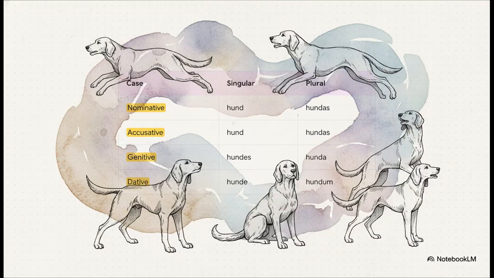And get this, the obsession with word endings wasn't just for verbs. I mean, look at this. Just to talk about dogs, you needed all these different forms. The word for dog, hund, changed its ending depending on its job in the sentence. You see, this was a language where the endings did all the work, not the word order.